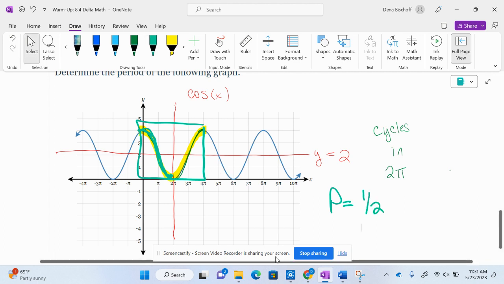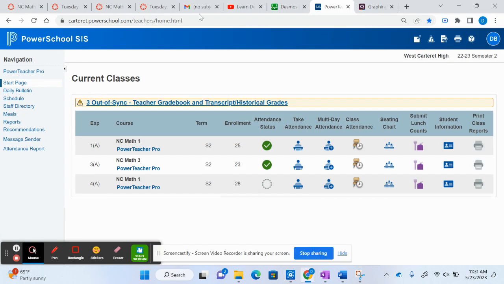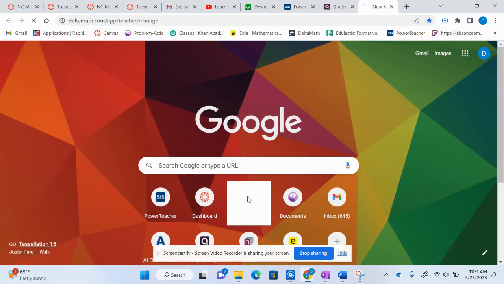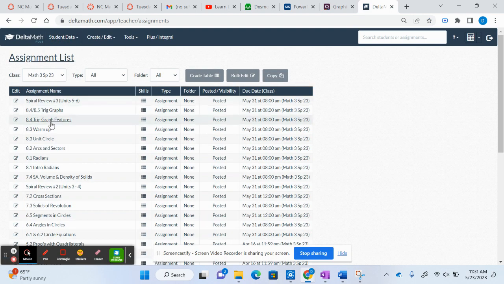Let me find another one. Let me grab another one like that. Your Delta Math periods. So Will, this is just your 8.4. I'm trying to do one of each type.